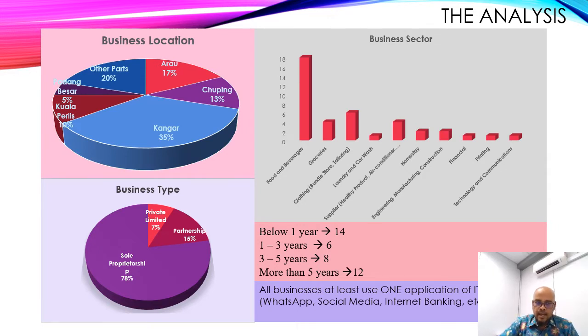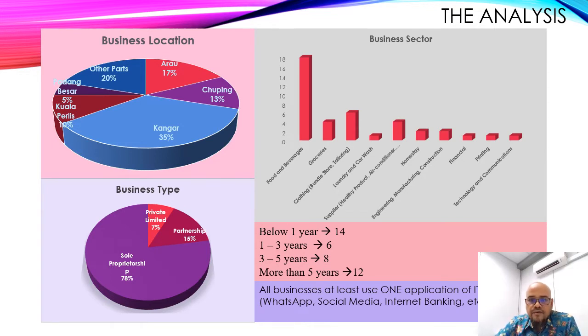And then the type of business, 78% of responses are coming from sole proprietorship businesses, 7% private limited, and partnership 15%, with a majority coming from the foods and beverages business sector, followed by clothing, including the bundle store and tailoring, everything.